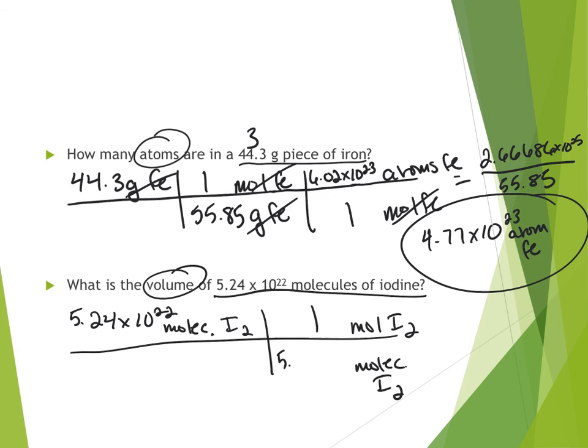Sorry about that, I don't know what I was thinking. 6.02 times 10 to the 23rd is going to go with molecule. I have to get to volume, so I'm going to do one more step where I cancel mole, and I get to liters. 1 goes with mole, 22.4 goes with liters. So multiply across the top, divide by what's on the bottom, and you'll get your answer.